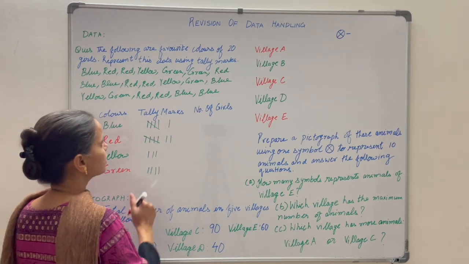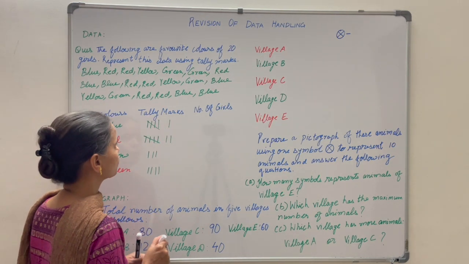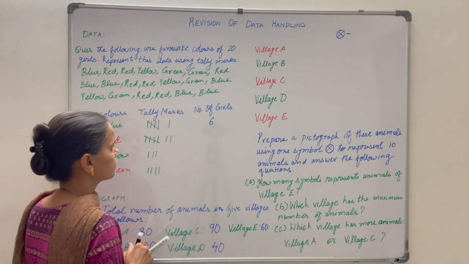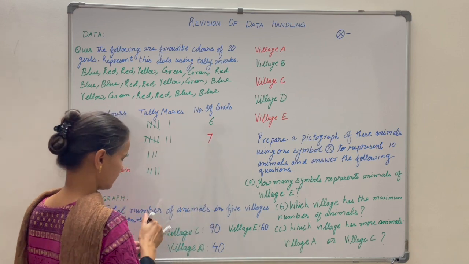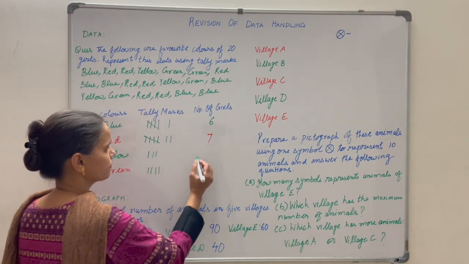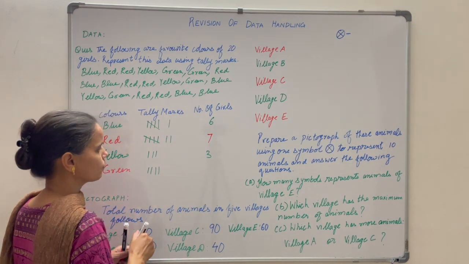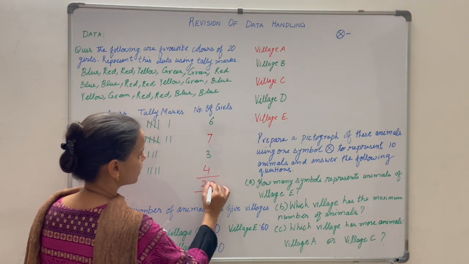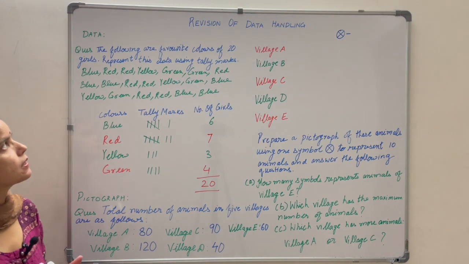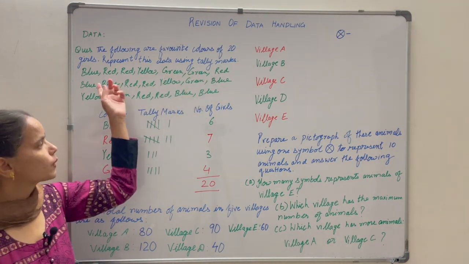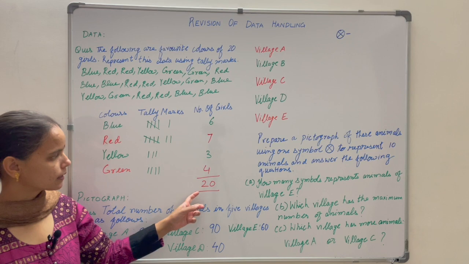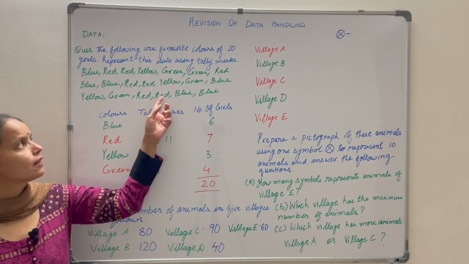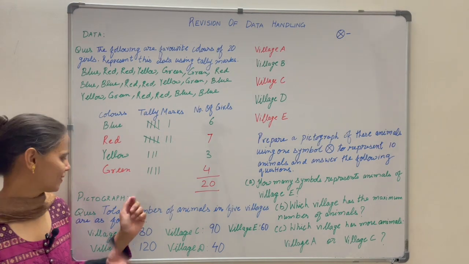So this is how many? 5 plus 1, 6. So we will write down here 6. 5 plus 2, 7. So here it is 7. 3. And this is 4. So this adds up to 20 because this represents the favorite colors of 20 girls. So how many girls are there now? There are 20 girls. So we have represented this data using tally marks.